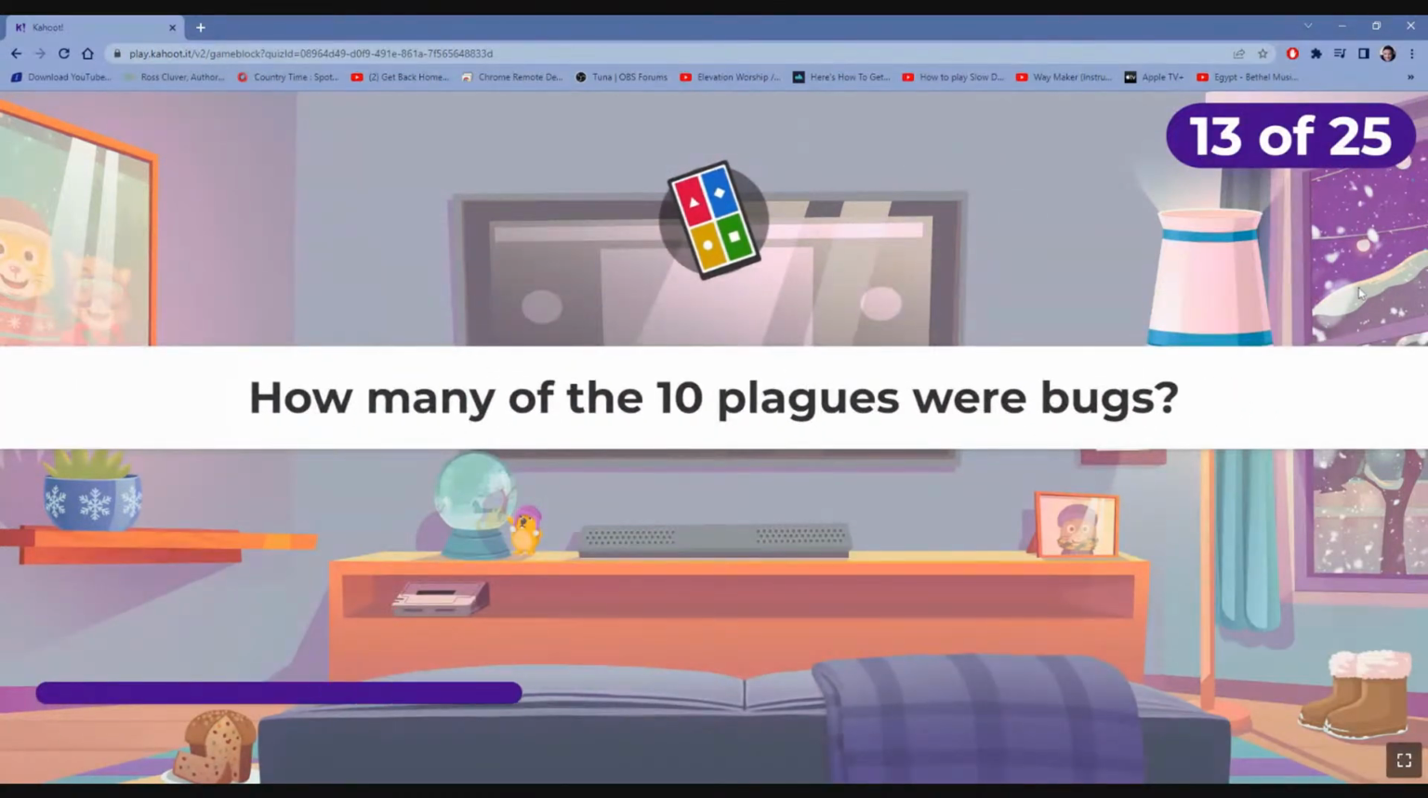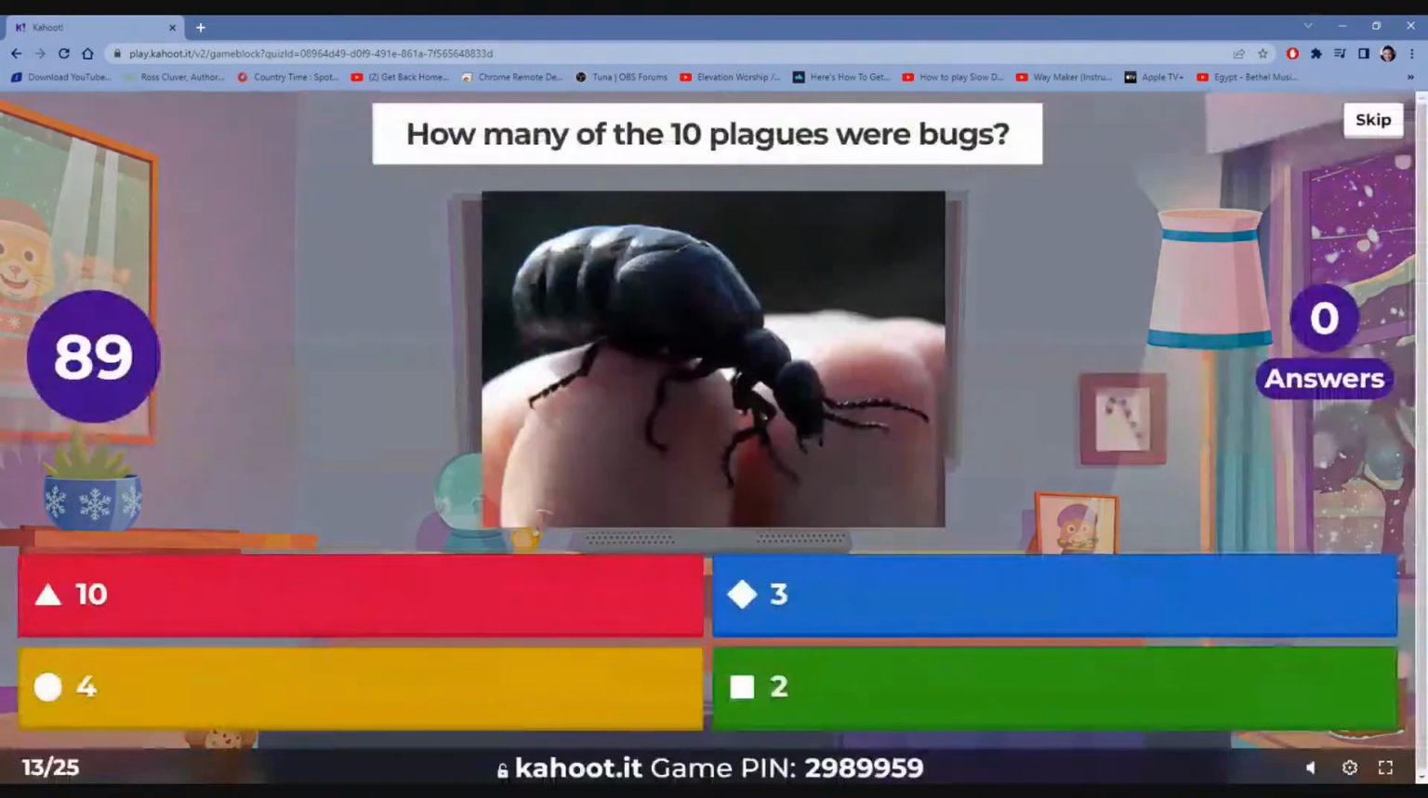Question 13. How many of the 10 plagues were bugs? Red is 10. Blue is 3. Gold is 4. And green is 2. How many of the 10 plagues were bugs?